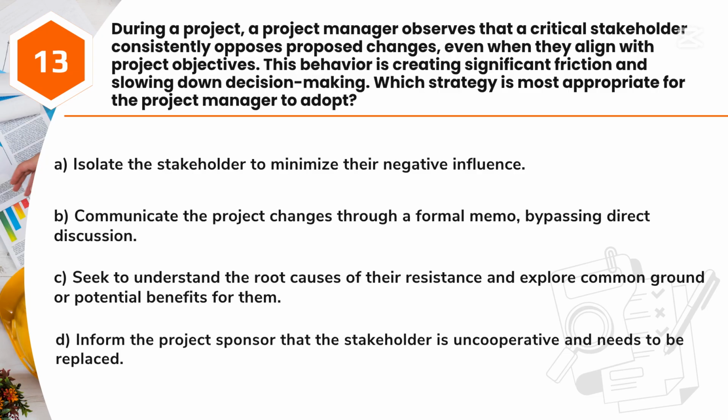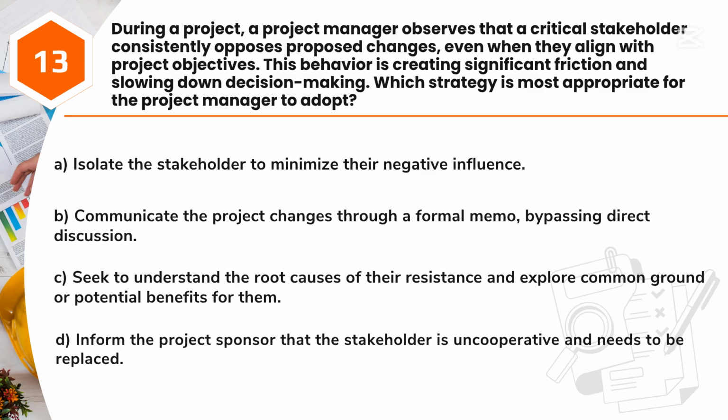Question 13. During a project, a project manager observes that a critical stakeholder consistently opposes proposed changes, even when they align with project objectives. This behavior is creating significant friction and slowing down decision-making. Which strategy is most appropriate for the project manager to adopt?